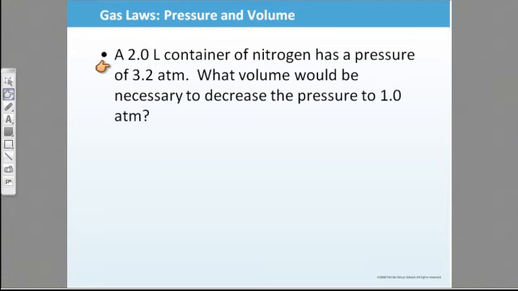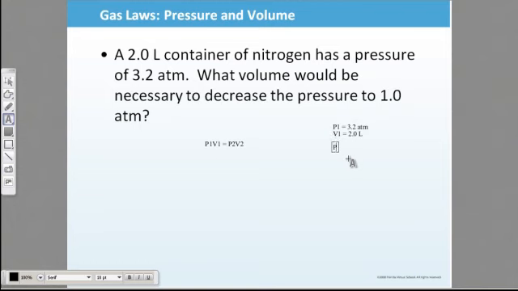All right, a 2-liter container of nitrogen has a pressure of 3.2 atmospheres. What volume would be necessary to decrease the pressure to 1 atmosphere? All right, so we're going to use that formula that we just had on the last page. Okay, we got P1 V1 equals P2 V2. All right, now when we look up here, we have 2 liters and it has a pressure of 3.2 atmospheres. So that would be our first set of data, right? So the P1 is 3.2 atmospheres. That is our pressure. The V1 is 2.0 liters, the volume.